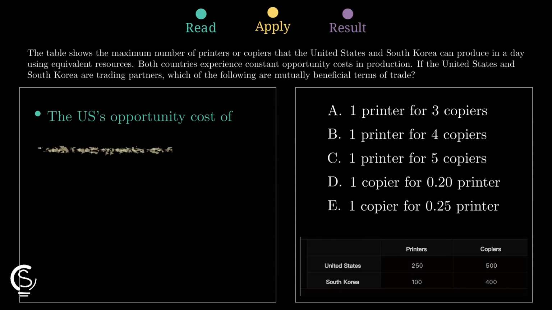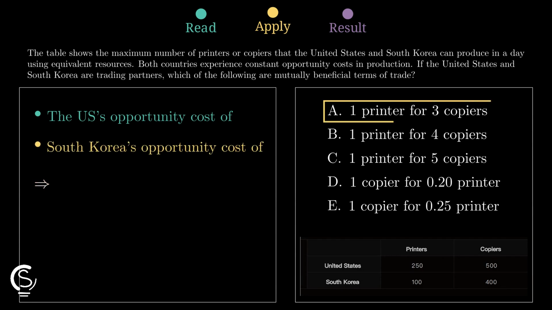Mutually beneficial trade must fall between these costs. Since 3 copiers is between 2 and 4, option A is the correct choice for both nations.